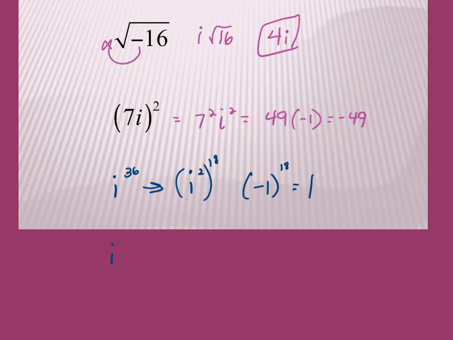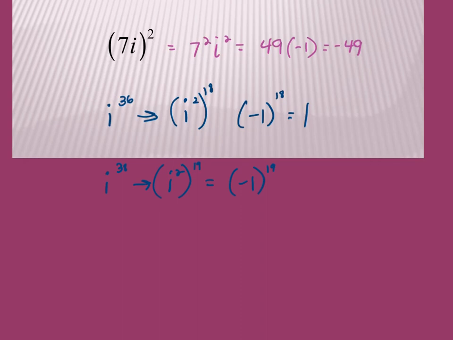If my number was like 38, this is i squared raised to the 19. Now there's 19 negative ones, which tells you what? An odd number of negatives is negative. This is -1, okay? So that's the first scenario, is that the exponent is even, which means your answer is either going to be a +1 or a -1. The second scenario is that the exponent is odd. So let's say it's 27. This is the same thing as saying i squared raised to the, what's 27 divided by 2?